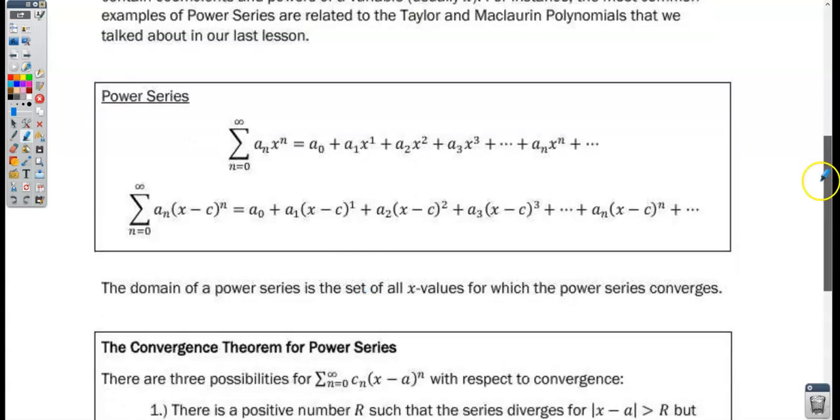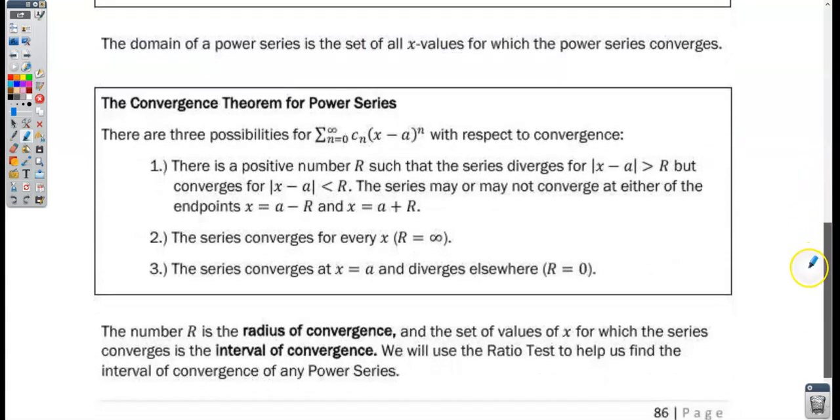All right, the convergence theorem for power series. When we talk about a power series, the sum from n equals 0 to infinity of c sub n times the quantity x minus a to the n, with respect to convergence, there are 3 possibilities. Possibility number 1, there's some positive number r, so that the series diverges whenever the absolute value of x minus a is greater than r, but converges on the interval where the absolute value of x minus a is less than r. Okay? The series may or may not converge at the endpoints, and we'll talk about that more later.